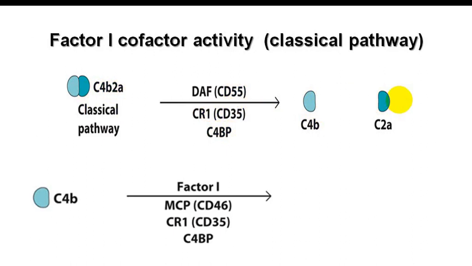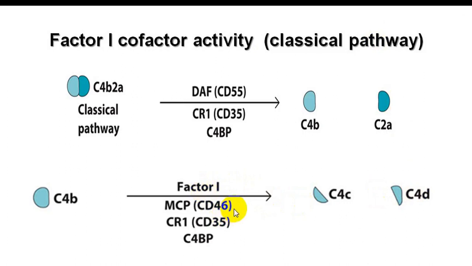under the influence of factor I, together with membrane cofactor of proteolysis, CR1 (complement receptor type 1) and C4b binding protein, is further broken into C4c and C4d. Thus, the fragments will never be in a position to rejoin. So the activity of C3 convertase is permanently lost. Not only lost, it is also cleaved further in the classical pathway into C4c and C4d under the influence of factor I together with MCP, CR1 and C4b binding protein.